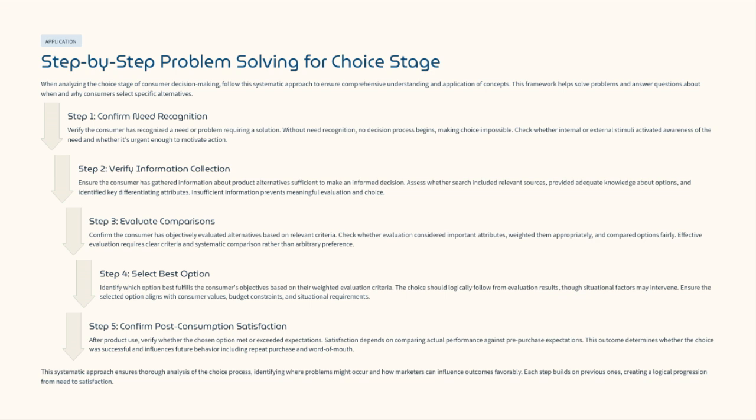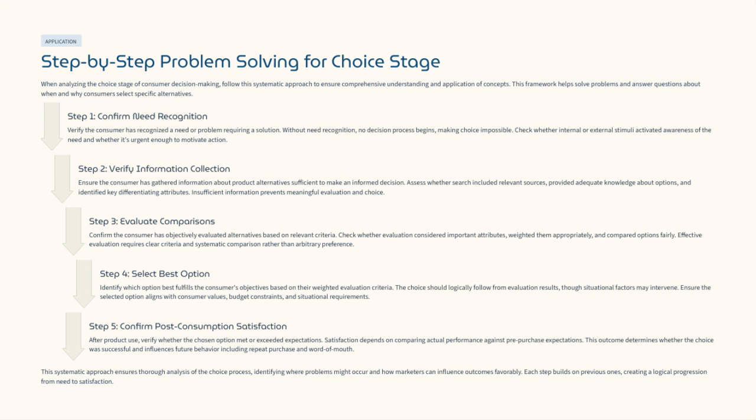This framework helps us understand how consumers make decisions and why they choose certain alternatives over others. First, we start with need recognition. This is where the consumer identifies a problem or necessity that requires a solution. If this step isn't recognized, the entire decision process can't even begin. We want to check if internal or external stimuli have activated awareness of the need, and whether that need is urgent enough to motivate action.